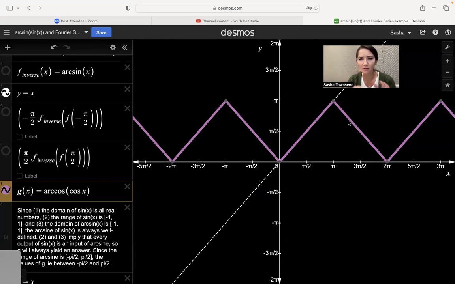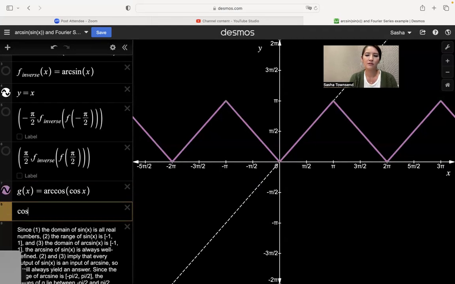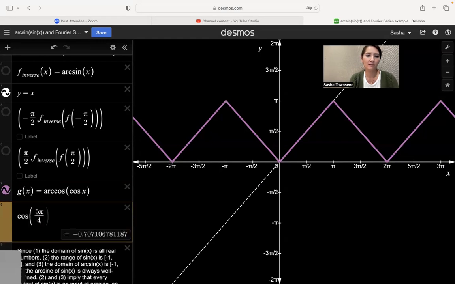Actually, I think I misspoke because I was thinking of 3 pi over 4. Let's look at 5 pi over 4. Sorry about that. At x equals 5 pi over 4, that's outside of the interval from 0 to pi. So we compute cosine of 5 pi over 4, and we get negative square root of 2 over 2.